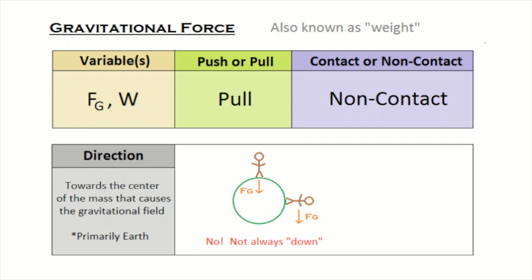A lot of students like to say that the direction of this force is downward, and in most cases, you'll be correct. For the person on the North Pole, a downward force of gravity makes sense. But what about for this person on the side of the planet? I don't think a downward force of gravity is going to be very helpful. So if you're ever zoomed out, just make sure that you're sending the force of gravity towards the center of the mass that causes the gravitational field.